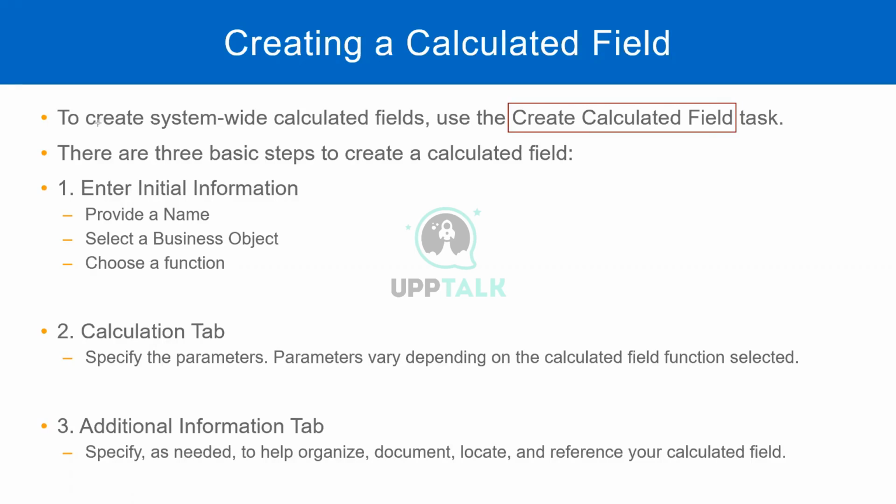Then we have to select a business object. The business object is where work is stored. It's data. So whenever we create a calculated field, we have to tell Workday where to store the calculated field. So that is the thing about what kind of field you are creating.